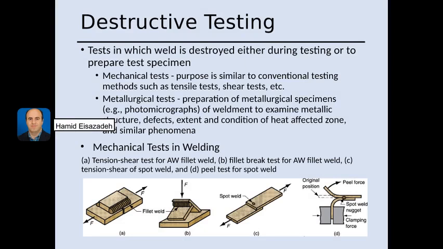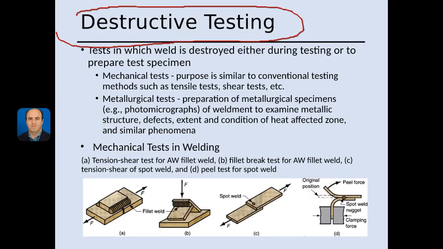We can also use destructive testing to determine the strength of the weld. Here we have the mechanical testing as well as metallurgical testing. In the mechanical test, we use the parts for a tensile test. We use this weld part for a tensile test, for a shear test.